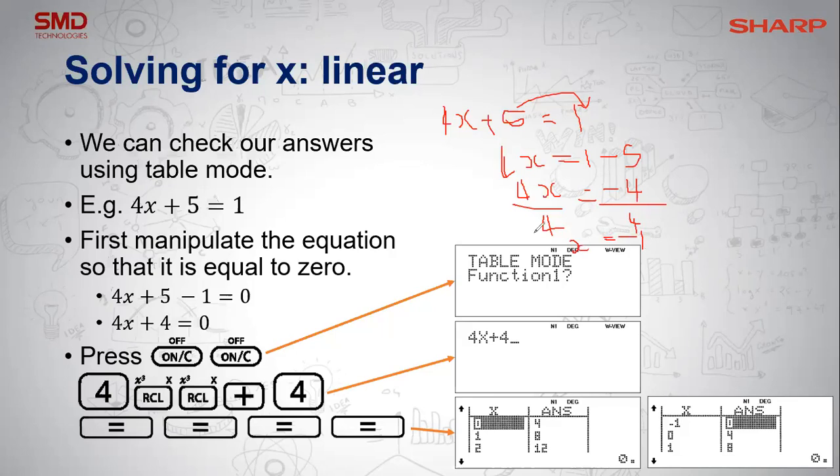Now I want to check that I've done the right thing. So what I'm going to do is on my calculator, you need to make sure that the whole expression or equation is on one side and equal to 0. So what we do is we take the 1 to the other side and make it -1. You can either type it in like this, 4x plus 5 minus 1, or you can simplify it first, up to you. Both of them will work.